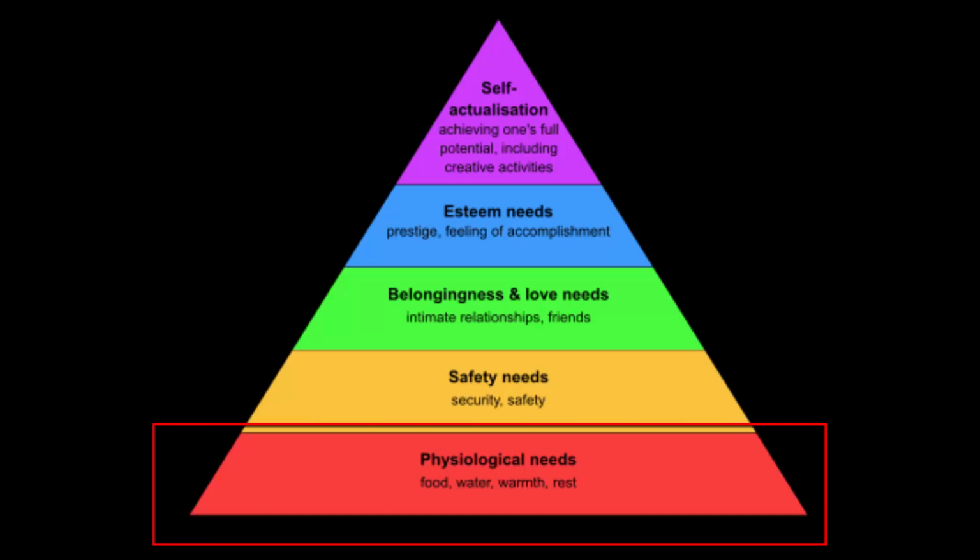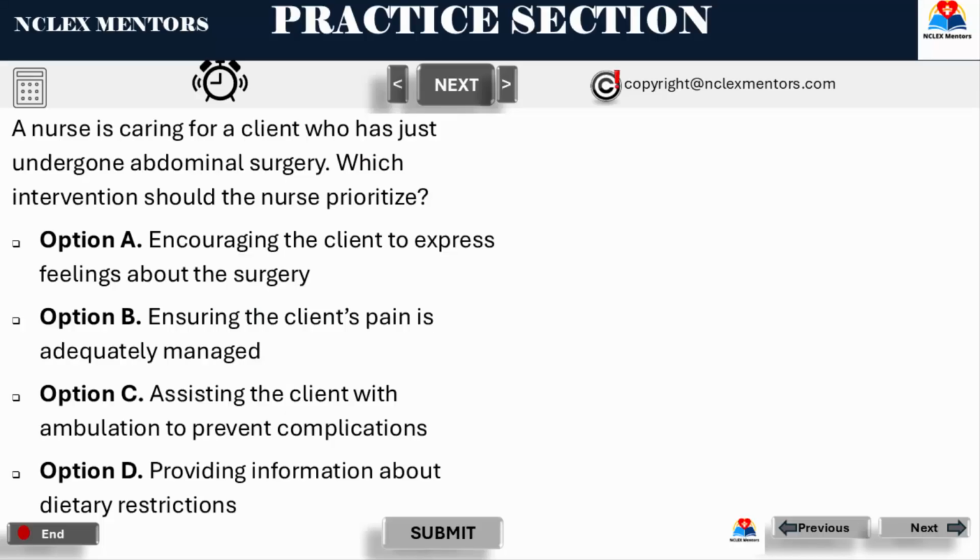At the base of Maslow's pyramid, we have physiological needs. These are the absolute essentials for survival, including airway, breathing, circulation, pain management, hydration, and nutrition. Pause for a moment. If these needs are not met, nothing else matters. Remember, only after these are taken care of can we move up the pyramid to focus on safety, love and belonging, self-esteem, and ultimately self-actualization. Now, let's apply this concept to a real NCLEX-style question.